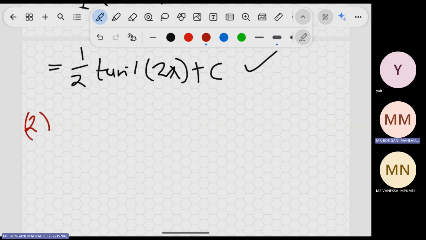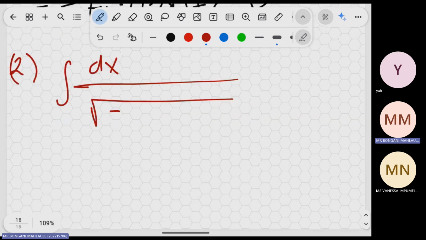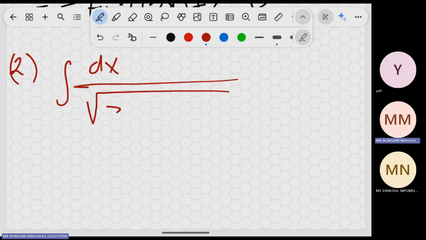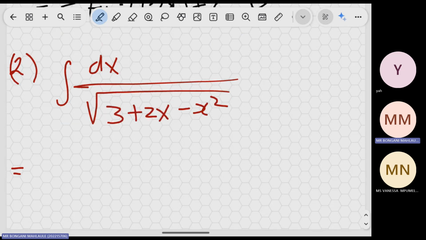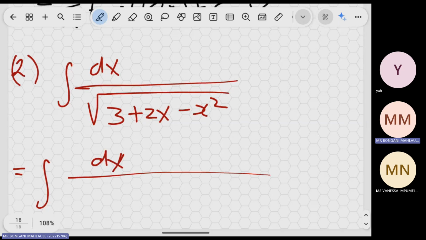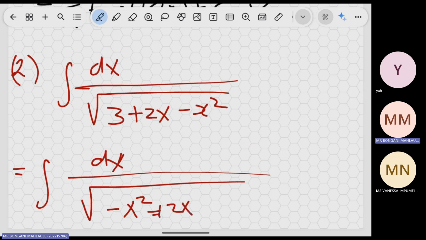Number 2, you go to the integral of dx over the root of 3. This one is whereby you have to complete a square. I've already taught you, but I think we also did the correction of this one. This one will be negative x squared plus 2x plus 3.